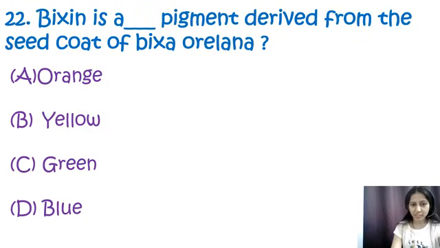So question number 22. Bixin is a dash pigment derived from the seed coat of Bixa orellana. Options are orange, yellow, green and blue. So over here my correct option is option number A, that is orange. So Bixin is an orange-red colored pigment which is derived from the seed coat of the Bixa orellana, and this pigment is used in a variety of applications including food coloring. So over here option number A, orange, is correct.